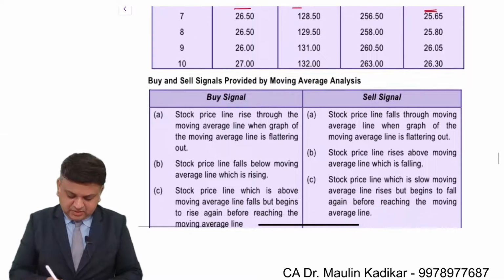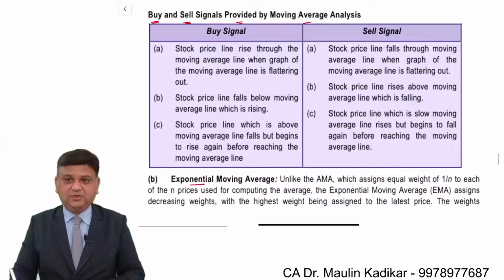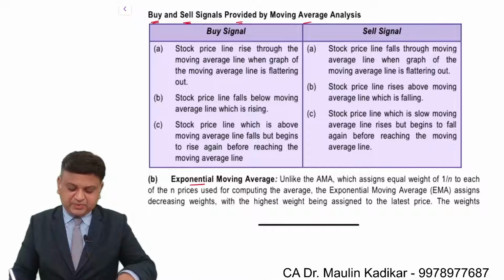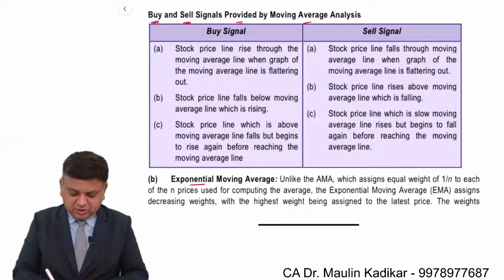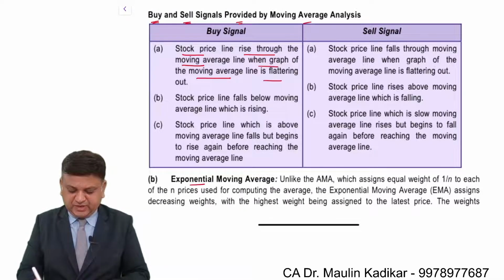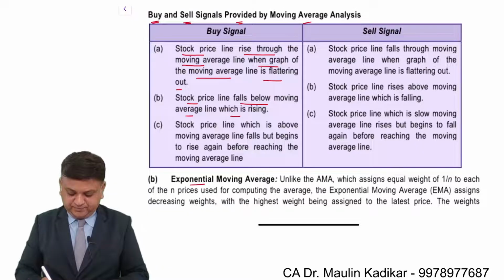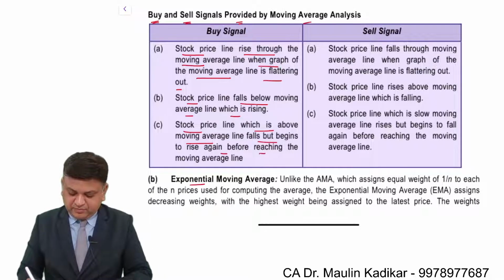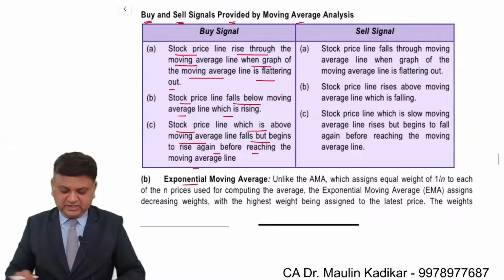Next, buy and sell signals provided by the moving average analysis. तो बाय कब करना है? When the stock price line rises through the moving average line when the graph of the moving average line is flattening out. Stock price line falls below the moving average line which is rising. Stock price line which is above the moving average line falls but begins to rise again before reaching the moving average line.